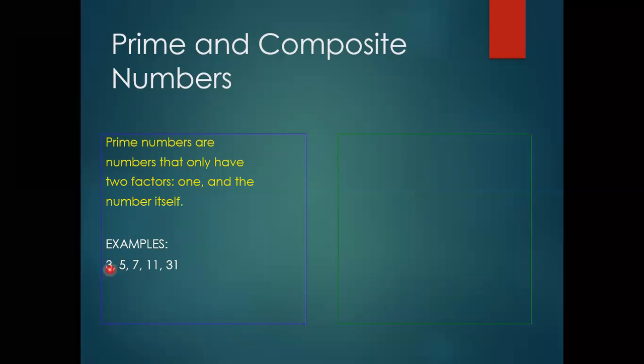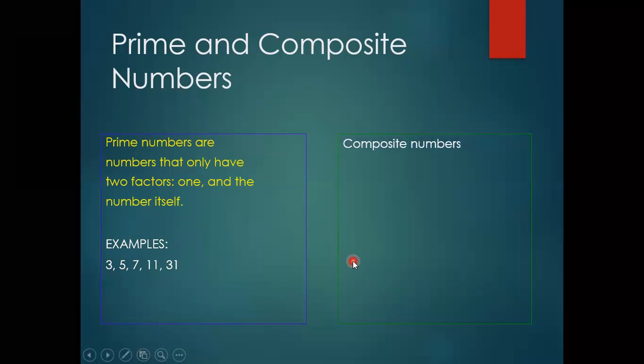For the number 3, 1 and 3 are factors. For the number 5, 1 and 5 are the factors. For the number 7, 1 and 7 are the factors. For the number 11, 1 and 11 are the factors. And for the number 31, 1 and 31 are the factors. So only two factors for these numbers, and so these numbers we can call prime numbers.